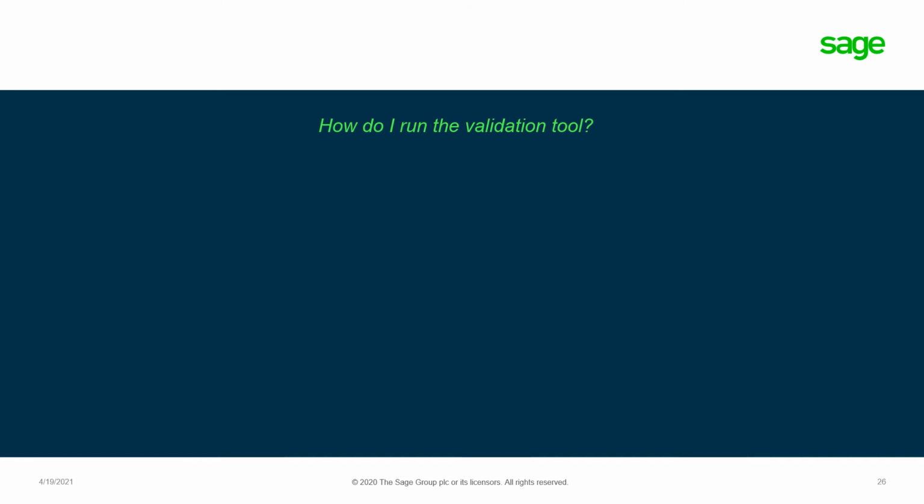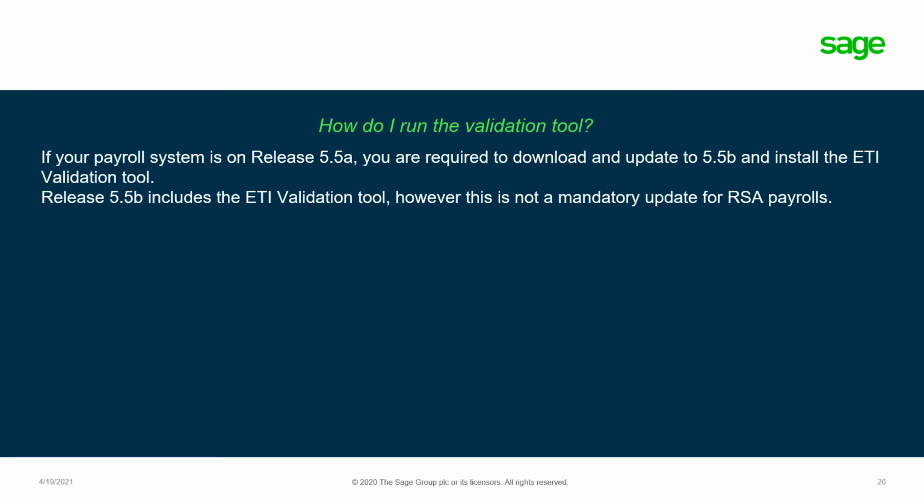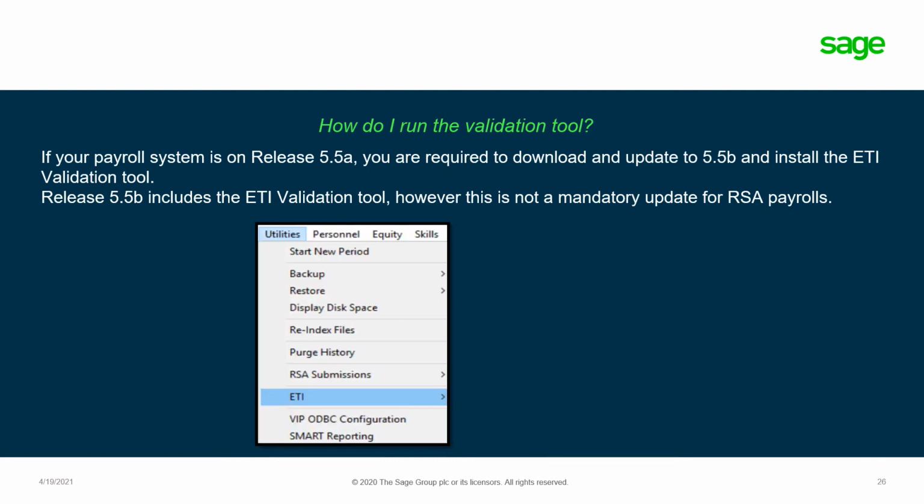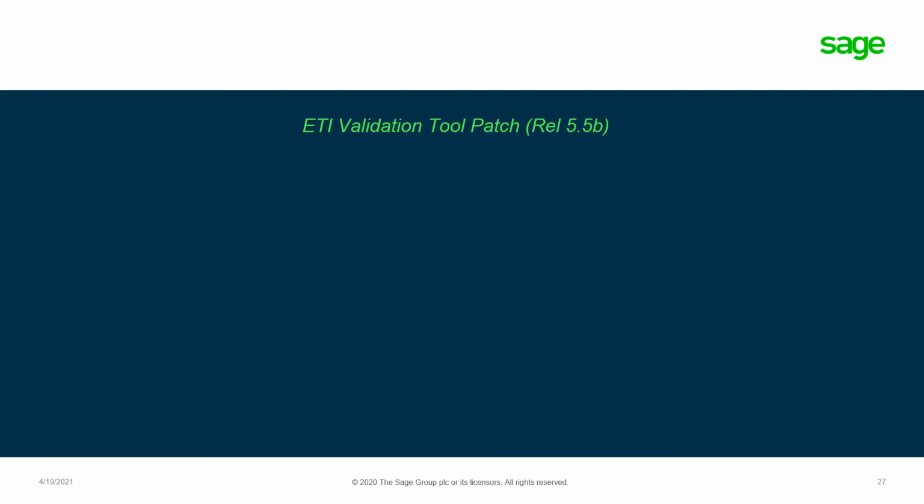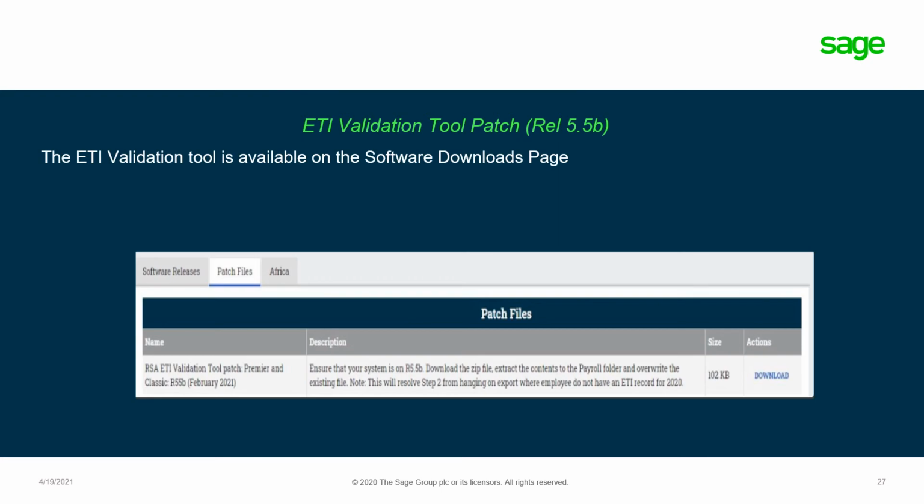How do I run the validation tool? If your payroll system is on Release 5.5a, you are required to download and update to 5.5b and install the ETI validation tool. Release 5.5b includes the ETI validation tool, however, it is not a mandatory update for South African payrolls. To access the utility, click on Utilities on the main menu, click on ETI, ETI Validation. The ETI Validation Tool patch is available on the software download page.